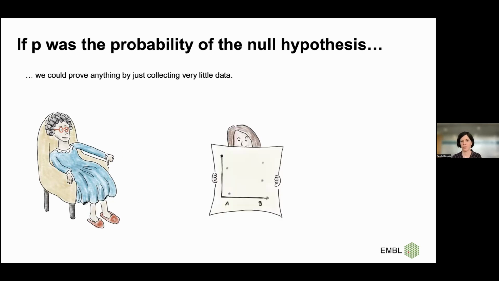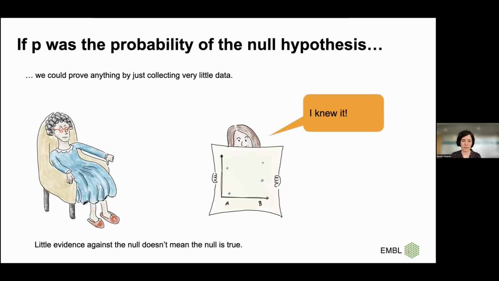So you could just go and show no data points at all. You will not convince anyone that the null hypothesis is false. And then you say, I knew it, I proved the null. This is a little bit exaggerated, but in the end, that's how it is. Little evidence against the null hypothesis doesn't mean that the null hypothesis is true. So unfortunately, for now, we'll have to stick with these kind of clumsy definitions.